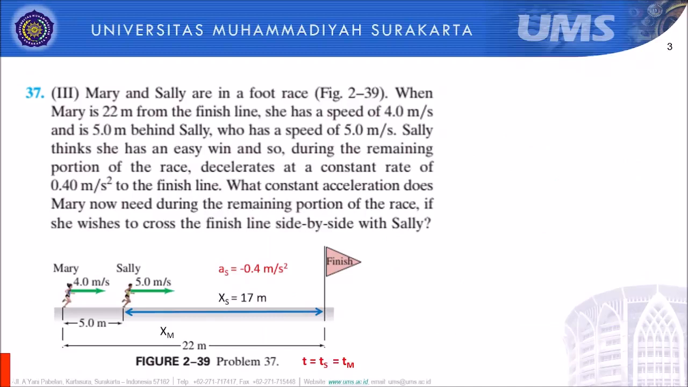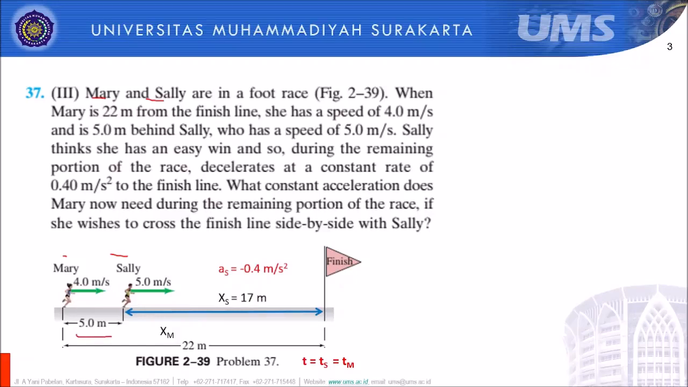this story is about the runners. Yeah. Mary and Sally. This is Mary, this is Sally. Yeah. The speed is different. It's a little bit slow. Yeah. Mary is slower. 4, Sally is 5. Yeah. Well, but the position is in front of Mary. This is 5, this is 4, and the distance is 5.